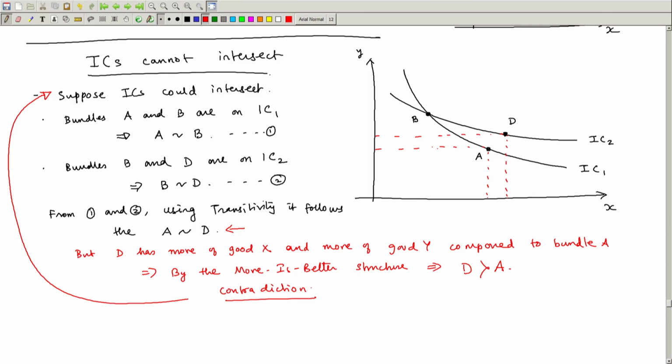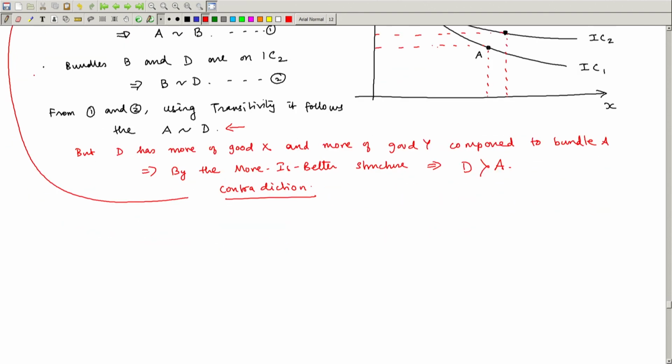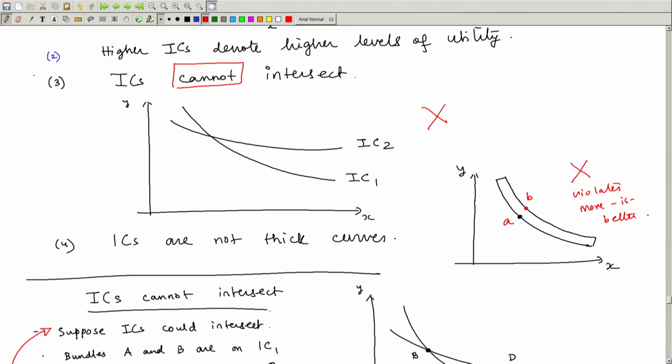One, I am saying that I am indifferent between A and D, and on the other hand I am saying that I strictly prefer D over A. So, both cannot exist together. Okay. So, this is the proof for why indifference curves cannot intersect. So, be very careful when you draw indifference curves.